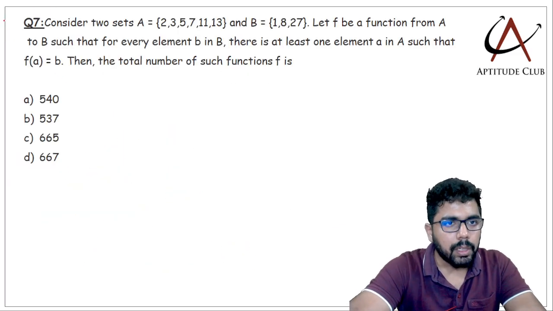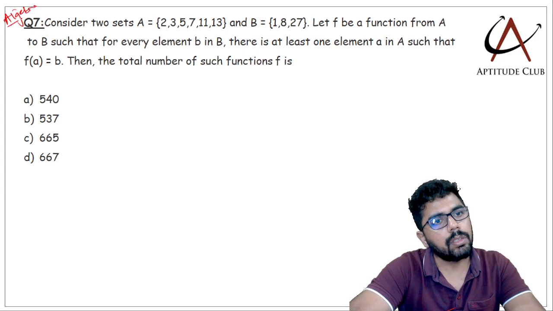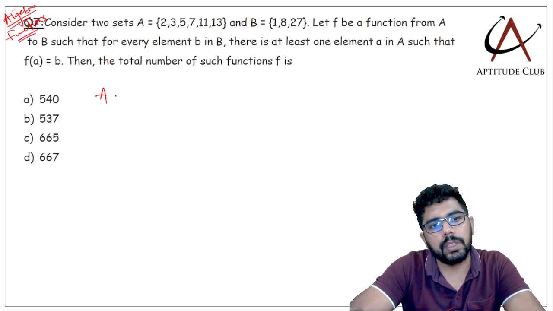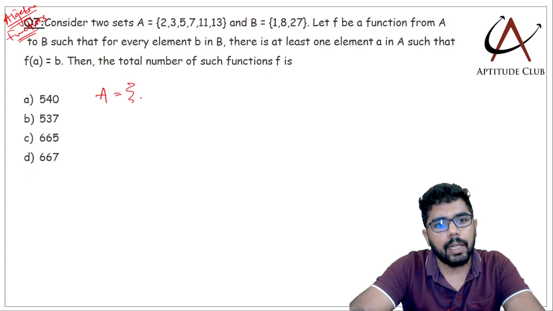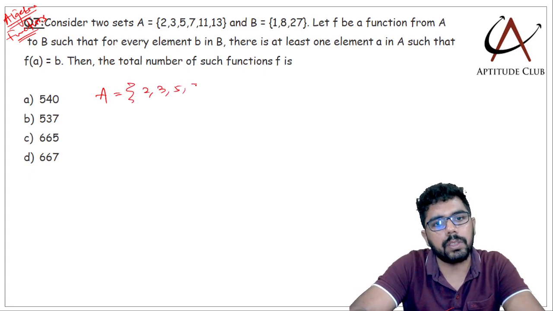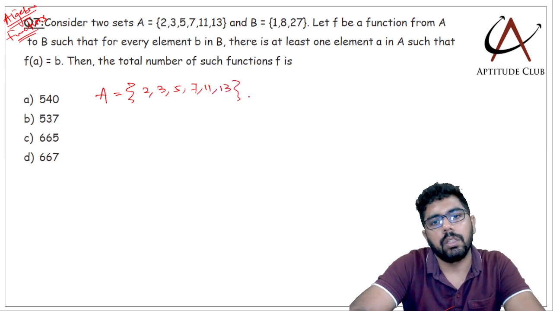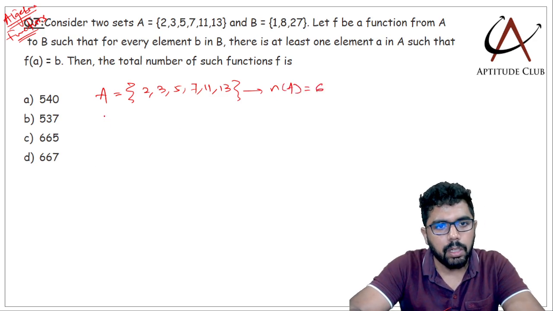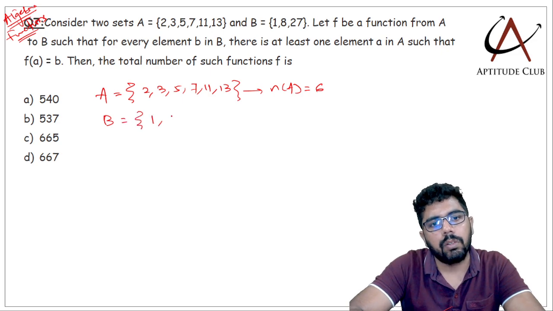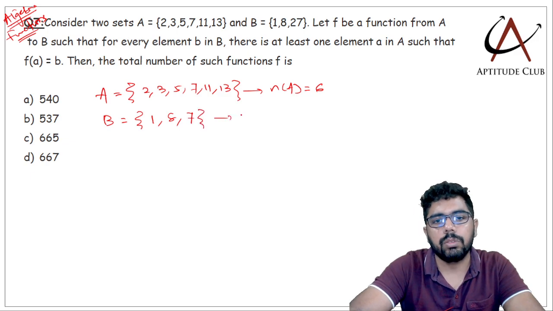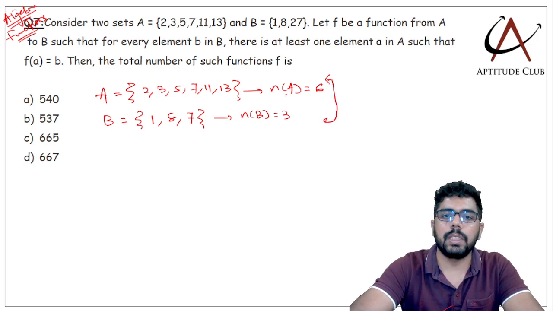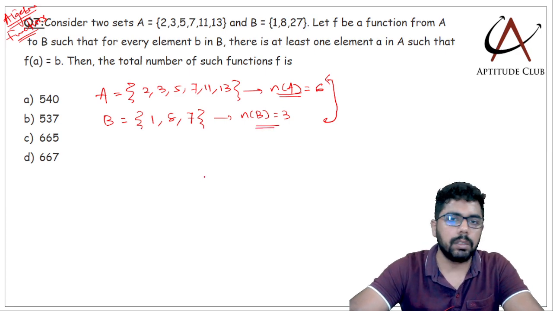Let's go to this one, algebra. This question is from algebra, the functions part, fundamentals of functions. So I have 2 sets. First set is A, and the elements are 2, 3, 5, 7, 11 and 13. So the cardinality of A here is 6 elements. And then I have another set B which has 1, 8 and 7. So the cardinality of B here is 3. 6 elements in A and 3 elements in B.